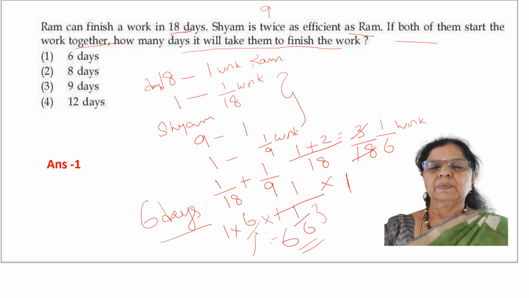You got it? So first you have to find out the amount of work done per day. So it is 1 by 18 work by Ram, and by Shyam it is 1 by 9 work. Together 1 by 18 plus 1 by 9 will give you 1 by 6. That means together they can finish in one day 1 part by 6 part of the work. So if they have to complete the entire work, how many days will it take? It will take 6 days. So option 1 is the correct answer.